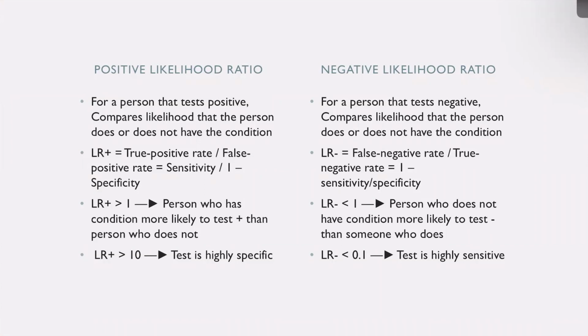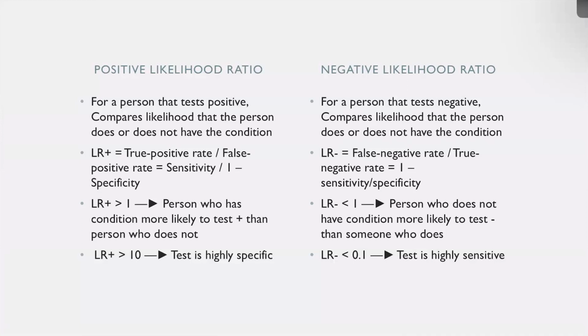On the other hand, the negative likelihood ratio is for a person that tests negative. You compare the likelihood that the person does or does not have this condition. So for negative likelihood ratio, all your patients must have a negative result. And then you take the ratio between patient with disorder and patient without disorder. The formula is false negative rate divided by true negative rate. So 1 minus sensitivity divided by specificity.